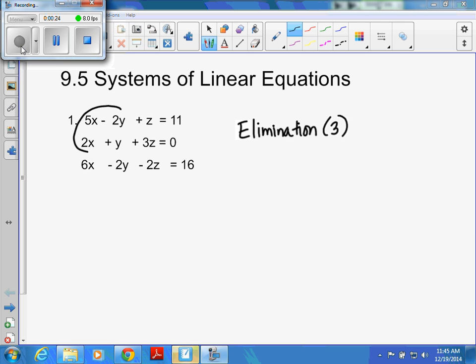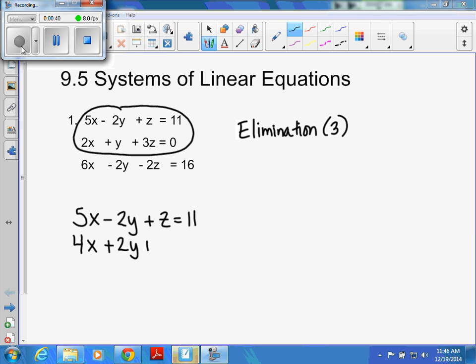I'm going to do these two first, and I'm going to work with eliminating my y's. So I'm going to copy down the first equation, and I'm going to multiply the second equation by 2. So I have 4x plus 2y plus 6z equals 0. When I draw my line and I add, my y should cancel out. So I have 9x plus 7z equals 11.